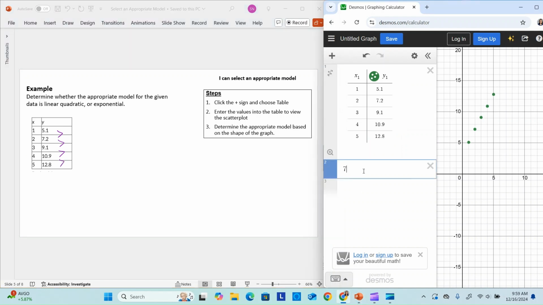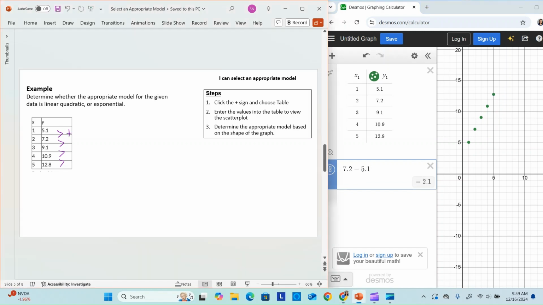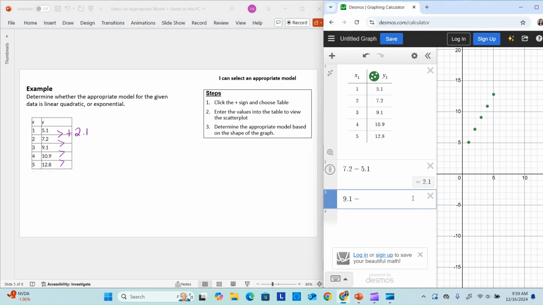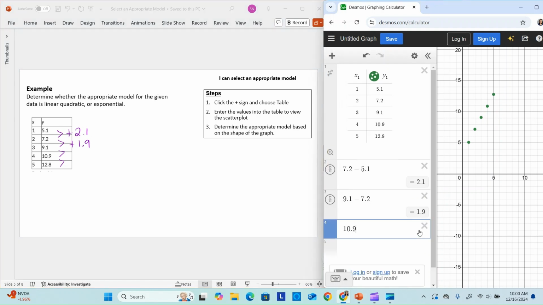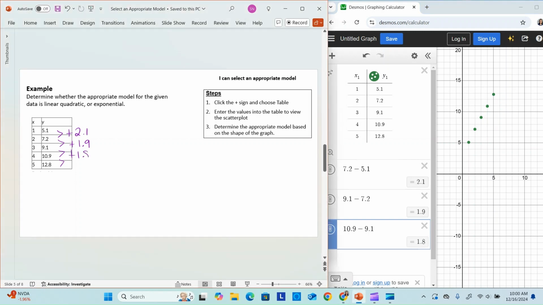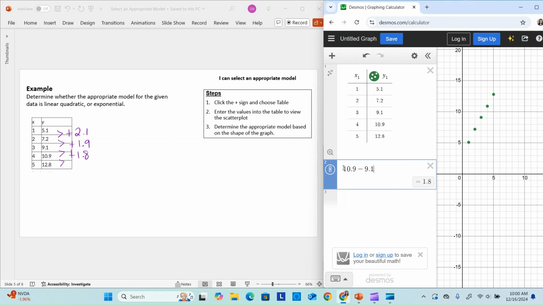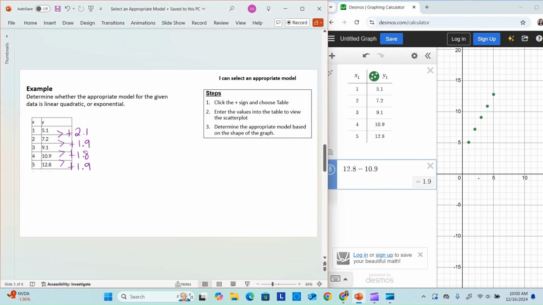What I need to do is take these values and subtract them from the previous one. So I have 7.2 minus 5.1, that gives me a change of plus 2.1. Then 9.1 minus 7.2 gives me a change of plus 1.9. Then 10.9 minus 9.1 gives me plus 1.8. And finally, 12.8 minus 10.9 gives me plus 1.9. So you can see the rate of change is about 2. It's approximately 2 every time.